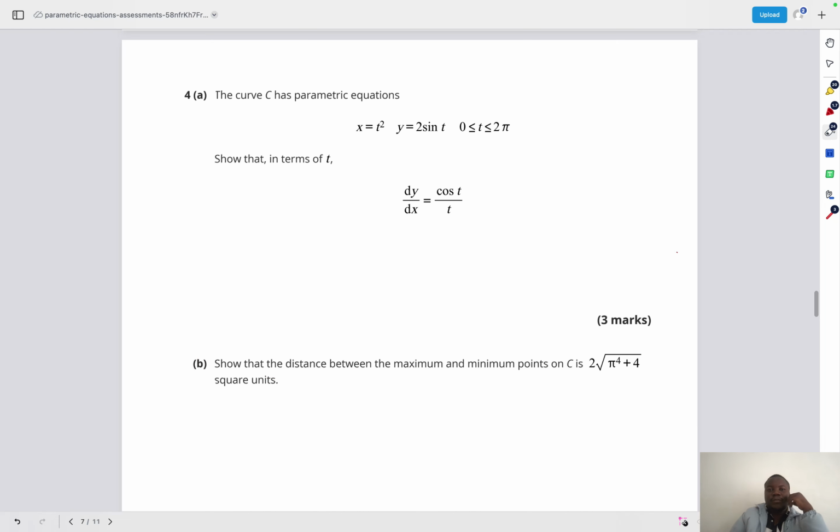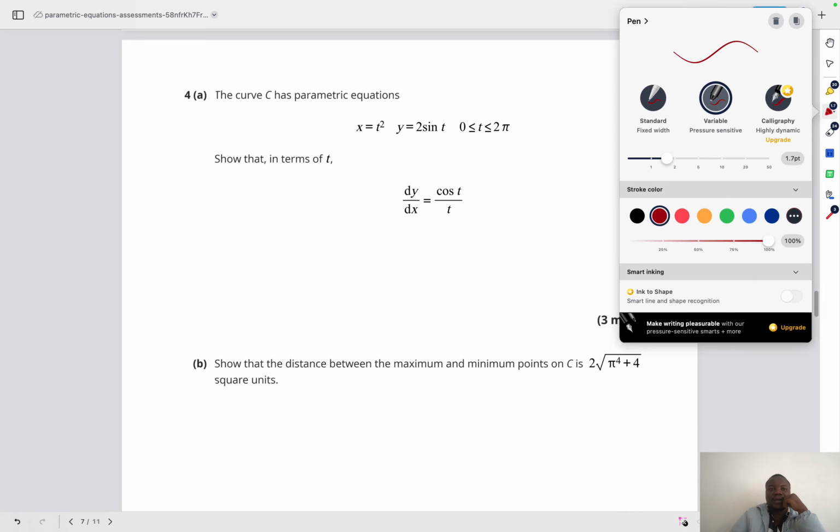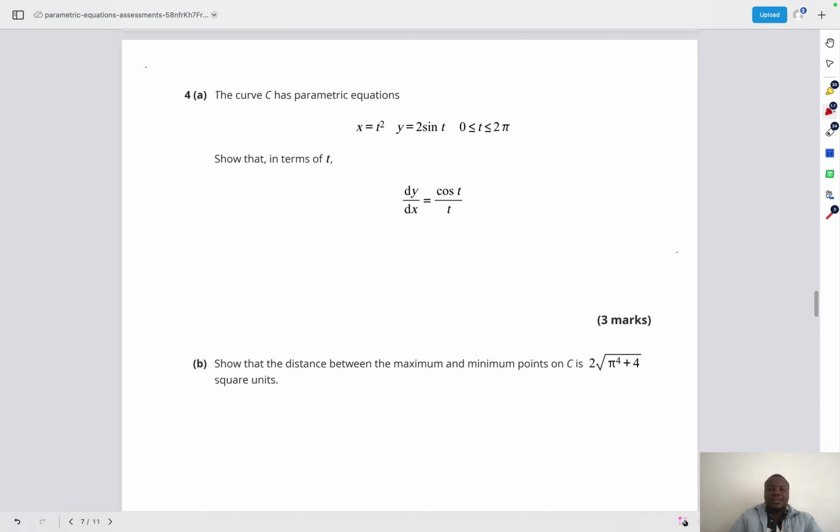So now for question number 4, which I think is the last question that I'm going to do on this worksheet of parametric equations. The curve C has parametric equations: x equals 2t squared, y equals 2 sine t. Show that in terms of t, dy/dx is equal to cos t over t. So here again, we already know we need to differentiate x in terms of t and y in terms of t, then do our algebraic manipulations to get dy/dx.